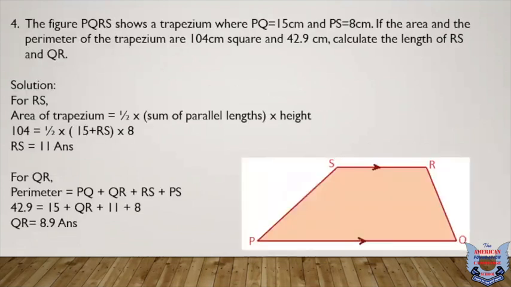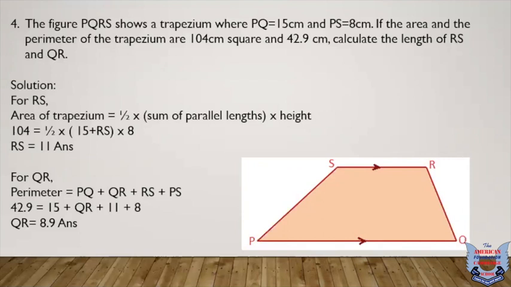Moving on. Okay, trapezium. This is particularly easy because you have 4 sides. The figure PQRS shows a trapezium where PQ is equal to 15 centimeters and PS is equal to 8 centimeters. If the area and the perimeter of the trapezium are given in the question, calculate the length of RS and QR. You can clearly see where RS and QR lie. So for RS, we have to calculate it, and we are given the area, right? So we'll just use the formula of area to calculate the unknown value.